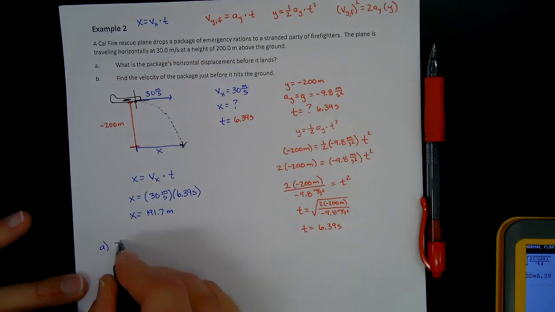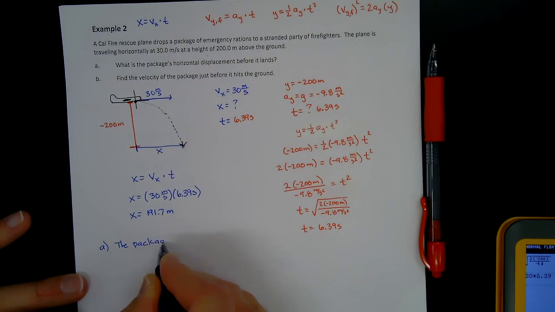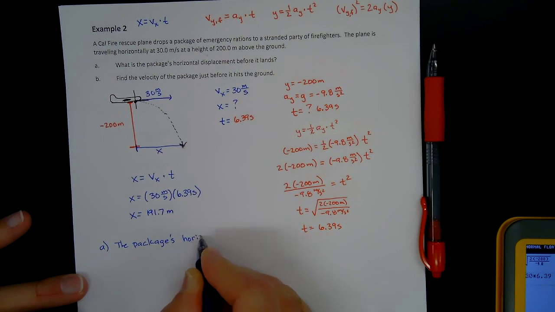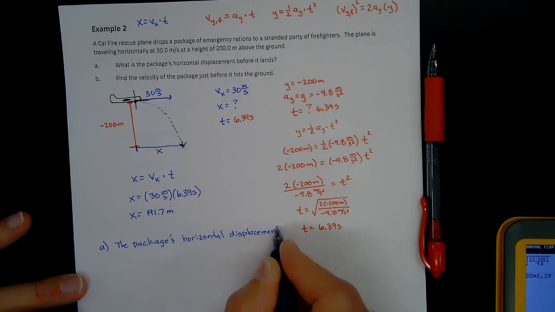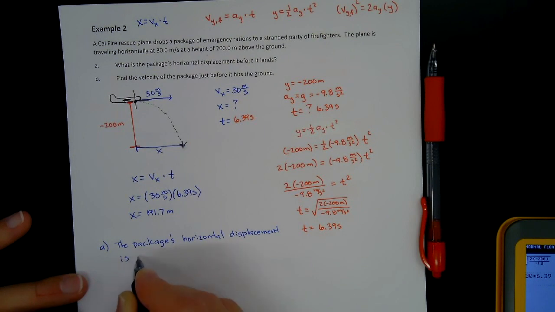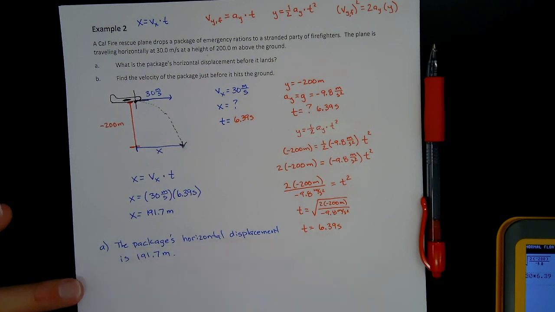Okay, the package's horizontal displacement is 191.7 meters. All right, that's part A.